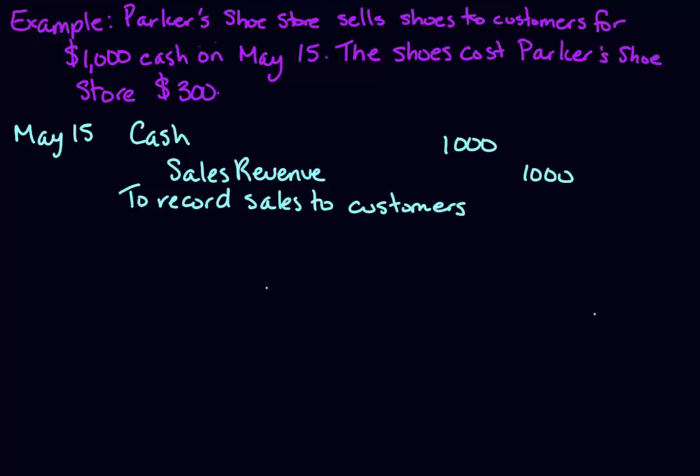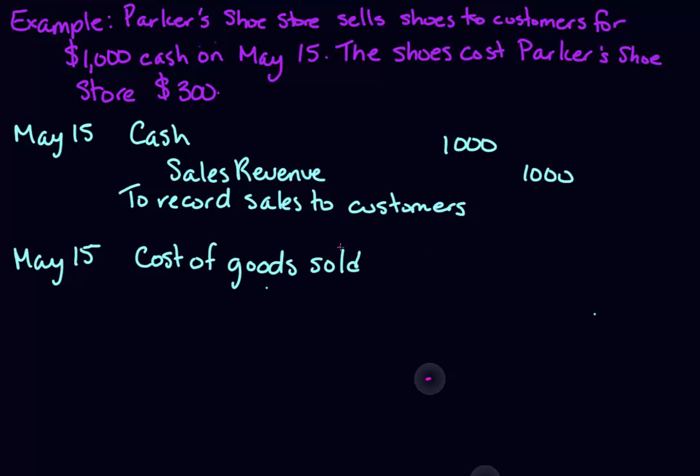The second journal entry will be on the same date. And this journal entry is going to be removing the inventory from our warehouse or from our store and bringing it as an expense to the income statement. And the expense account that we use is an account called cost of goods sold. Once we sell the inventory, it no longer has a future benefit to us because it doesn't belong to us anymore. It belongs to our customer. Therefore, it's no longer an asset, and we need to move it to the income statement as an expense.